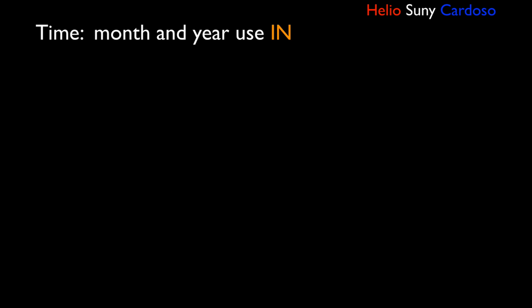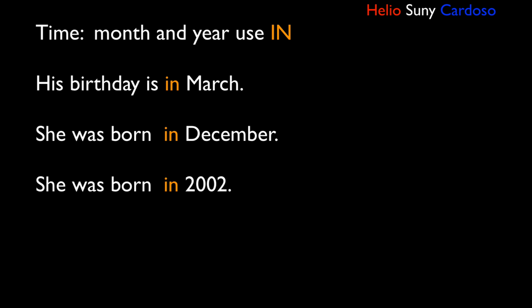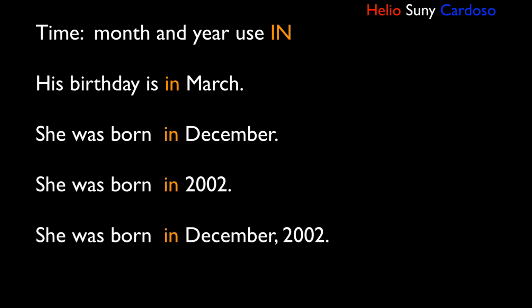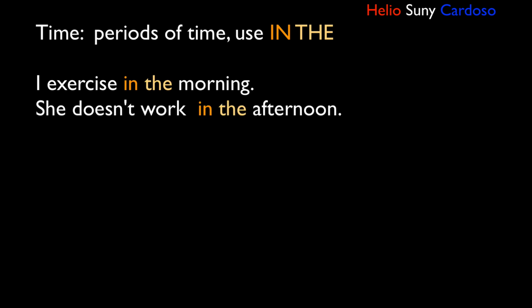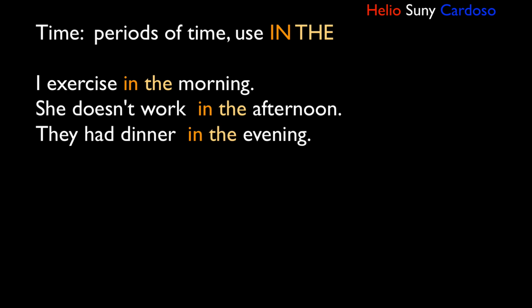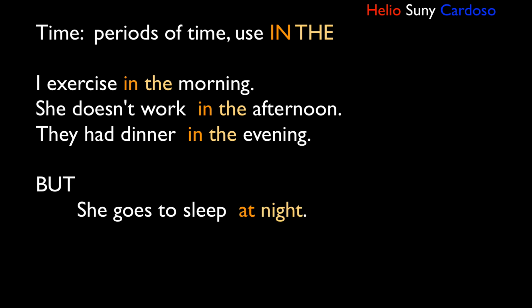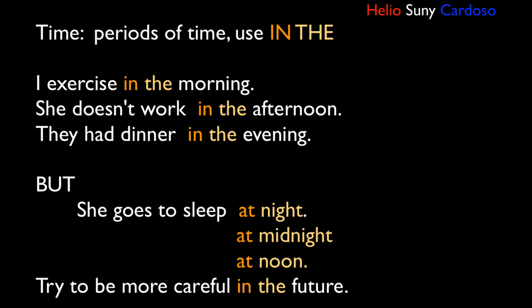For month and year, we use in. His birthday is in March. She was born in December. She was born in 2002. She was born in December 2002. For periods of time, use in the. I exercise in the morning. She doesn't work in the afternoon. They had dinner in the evening. Okay, but use at: she goes to sleep at night. She goes to sleep at midnight. She goes to sleep at noon. Then try to be more careful in the future.